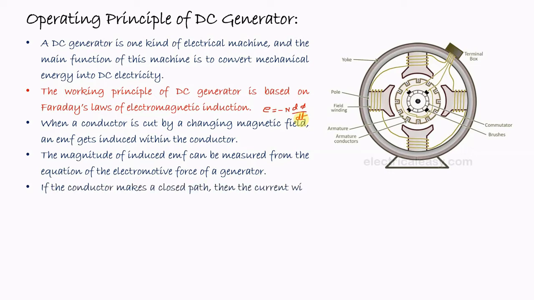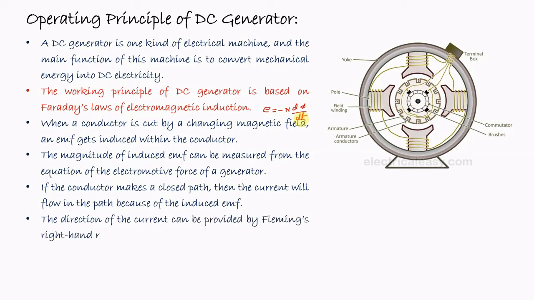And if the conductor makes a closed path, then current will flow in the path because of this induced EMF. The direction of this current can be found by Fleming's right hand rule. So basically, Fleming's right hand rule is used to find the direction of the current that is produced in a generator.